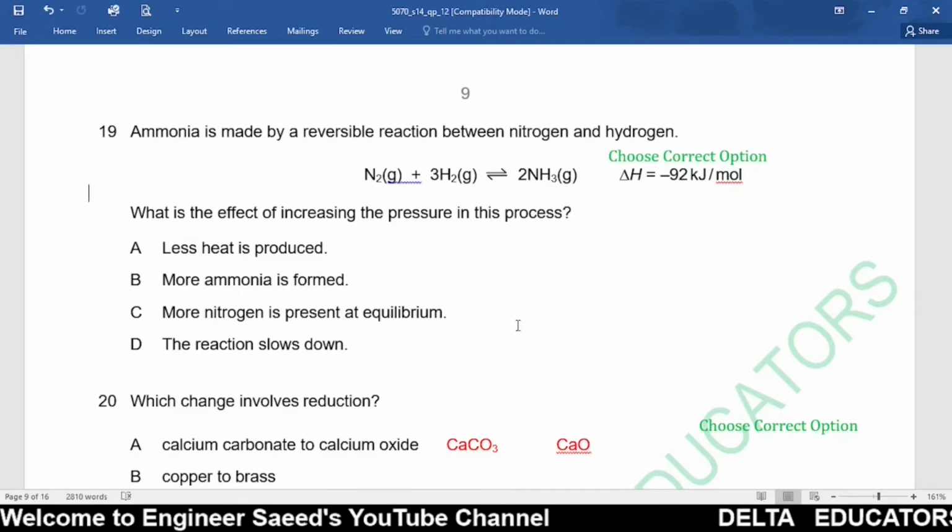What is given in option C? In option C, it is given more nitrogen is present at equilibrium. No, it is incorrect. In equilibrium, we have only 1 mole of nitrogen and it is less than the number of moles of hydrogen and also less than the number of moles of ammonia. So this one is incorrect. D, the reaction slows down. No, reaction will not slow down. Reaction will speed up in the forward direction and we will get more ammonia. So D is also incorrect. Correct option, option B, more ammonia is formed.